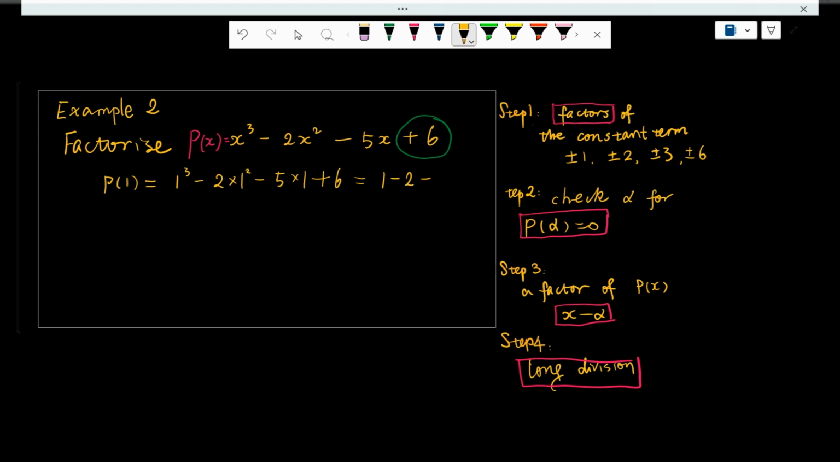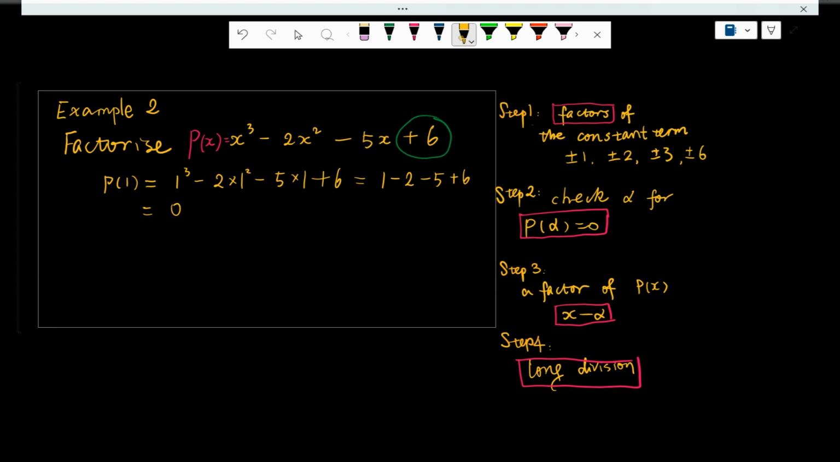Then we calculate to see the final answer, which is 0. Therefore, we have found the value 1, which satisfies the condition. If 1 is not the value we want to find, then we have to try other values until we find the value that makes the polynomial equal 0.